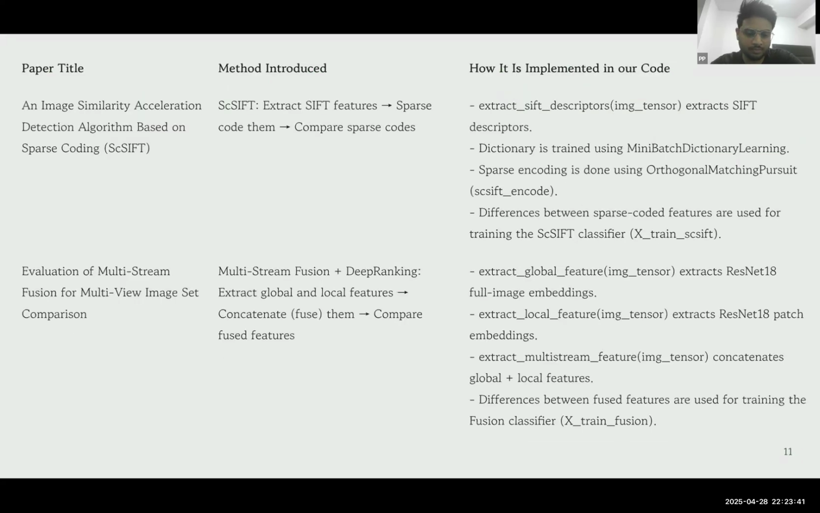How can we implement these papers in our code? We had functions like extract SIFT descriptors for the first model and train the dictionary using mini batch dictionary learning. The difference between the sparse coded features is used for training the ScSIFT classifier. In the second paper, we have functions like extract global features which extracts the ResNet image embeddings. The difference between the fused features is used for training the fusion later.